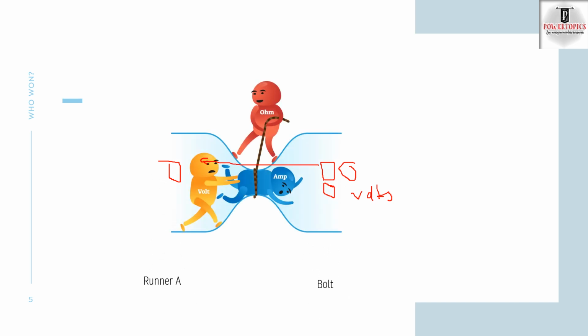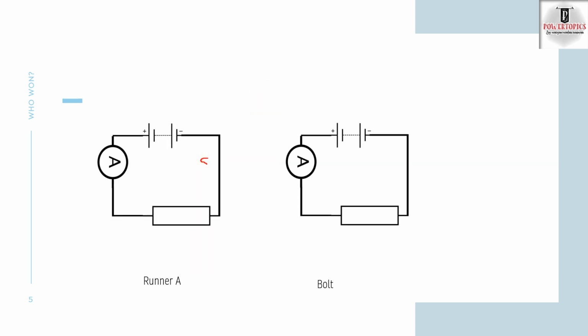Take a look at this diagram. Do you understand now? I've represented this in a series circuit. So this is an ammeter. This measures the current, and this is the resistor. So for runner A and Bolt, you had 2 ohms of resistance and 3 ohms of resistance here, and the current for runner A was 3 amps and the current for Bolt was the same.